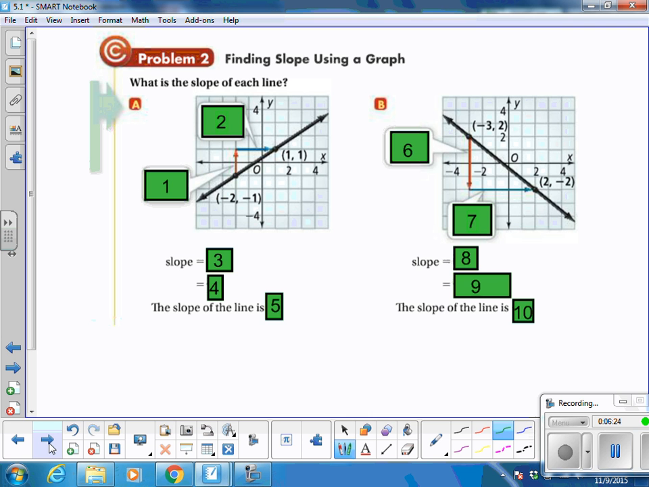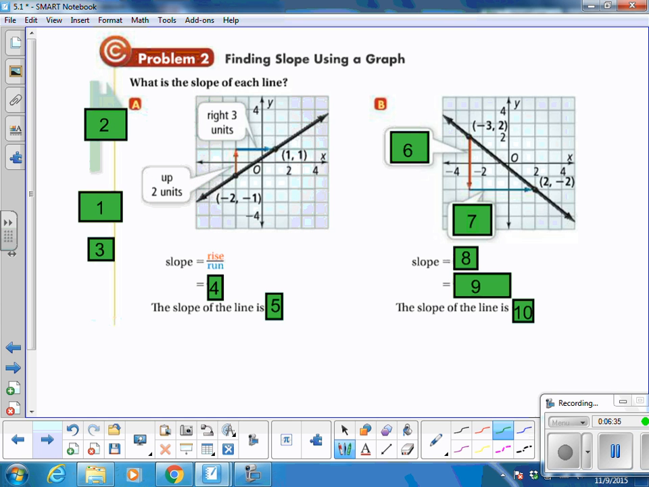Finding slope using a graph. What is the slope of each line? First of all, we've got to look at how much it rises. So on graph A, it rises up 2, and then it runs 3. Because my slope is rise over run, it rises 2 and runs 3. So my slope would be 2/3, the slope of the line or my rate of change.